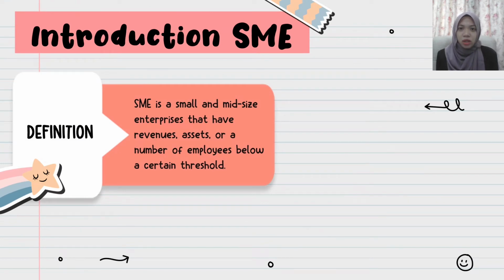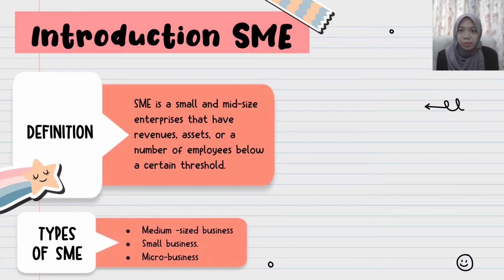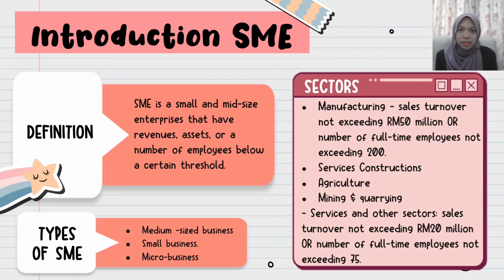SME means small and mid-sized enterprises that have revenues, assets, or a number of employees below a certain threshold. Each country has its own definition of SME. There are three types of SME, namely medium-sized business, small business, and micro-business. And the main sectors in SMEs are services, manufacturing, construction, agriculture, mining, and quarrying.